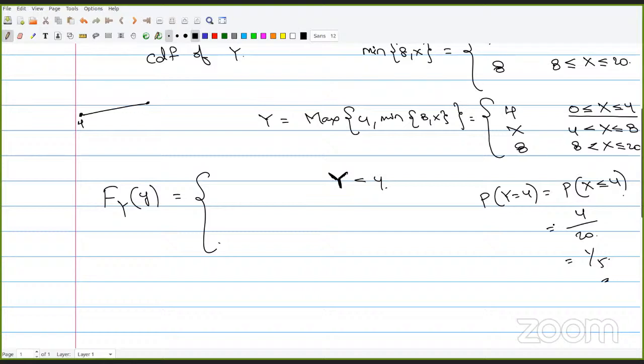Now, if y lies between 4 and 8, it is uniform, right? It will be 4 by 20 again. No, small y by 20, because it is 4 to small y. So we can do this like this.